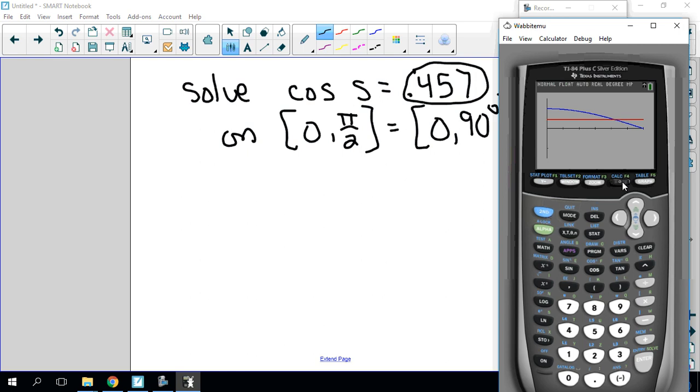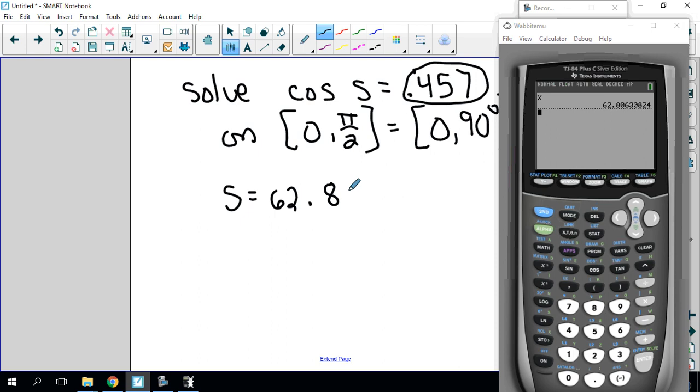So second, calculate a point of intersection. Enter, enter, enter. So S equals 62 point. I'm getting old, so watch this. It's stored in X, second quit, hit the X. I can see that better. 62.80630824. Now there's two ways to actually get your radian answer.